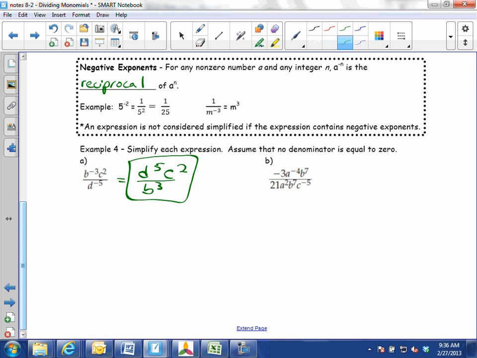Alright, let's look at b. First of all, is there anything that we can simplify, or anything that's got the same base that we can combine?